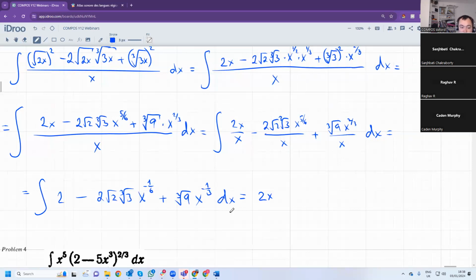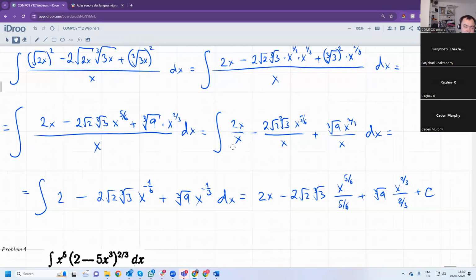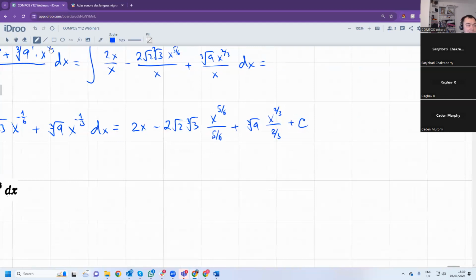And then for this, you use the formula. So minus 2 root 2 cube root of 3, x to the power minus 1/6 plus 1. So that's going to be x to the power 5/6 divided by 5/6, plus cube root of 9, x to the power 2/3 divided by 2/3, plus c. And then you can just simplify that slightly.